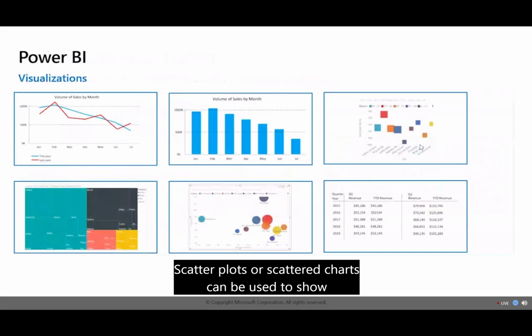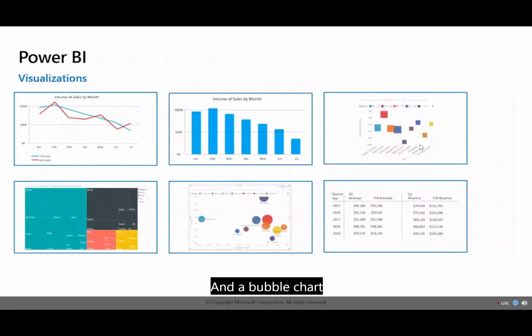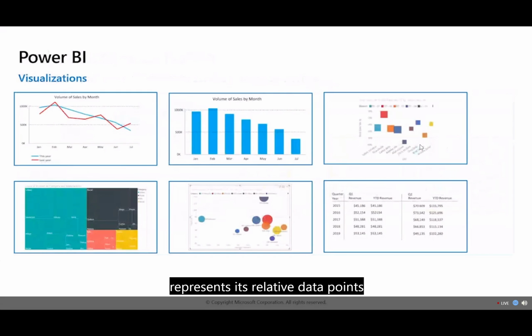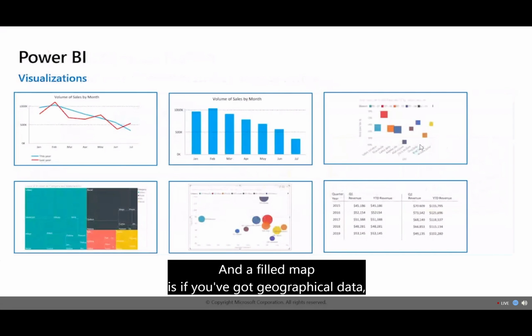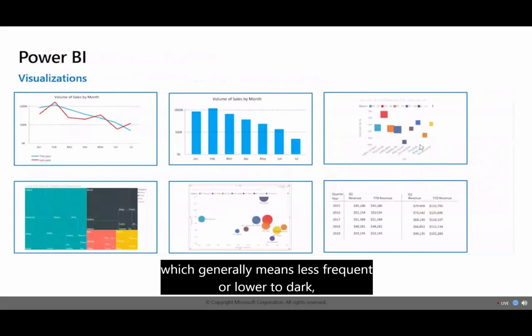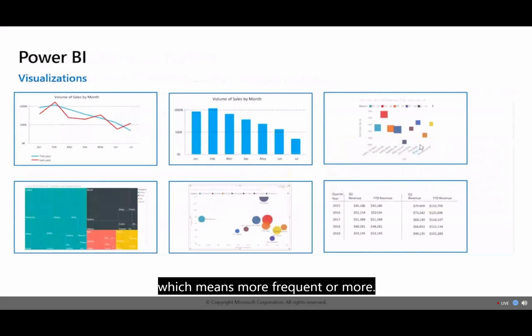Scatter plots or scatter charts can be used to show the relationship between two numeric values, and a bubble chart is essentially a scatter chart that replaces the data points with bubbles, and the bubble size represents the relative size of the data points in the data. And a field map is, if you've got geographical data, you can use a field map to display how a value differs in proportion across a geography or region. You can see the relative differences with shadings that range from light, which generally means less frequent or lower, to dark, which means more frequent or more.